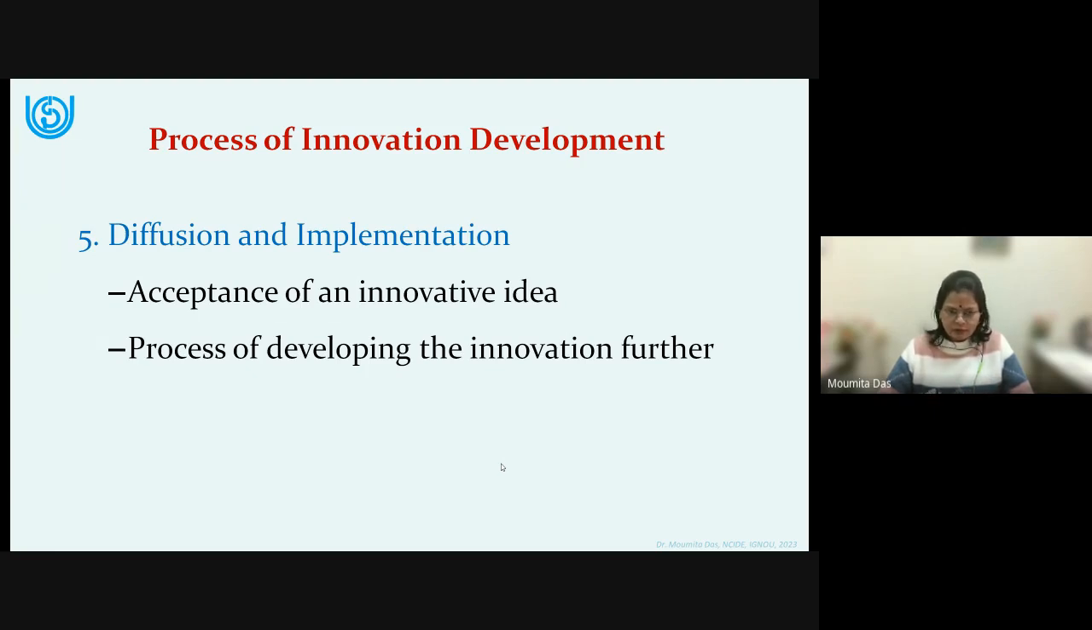And there is a theory also, Everett Rogers' theory of diffusion. There are 5 kinds of people. Early adopters are very happy to see a new thing, and there are laggards who will take a lot of time to understand and accept any innovation, at both ends of the spectrum.